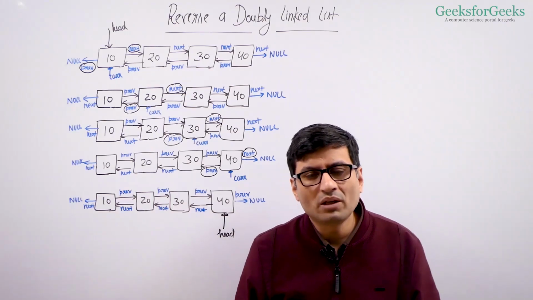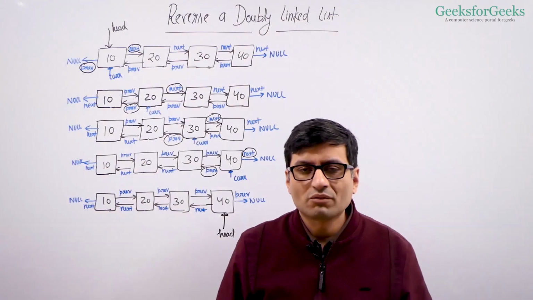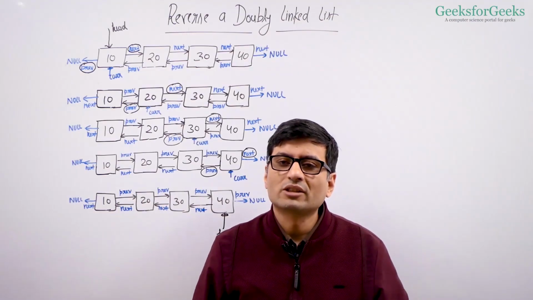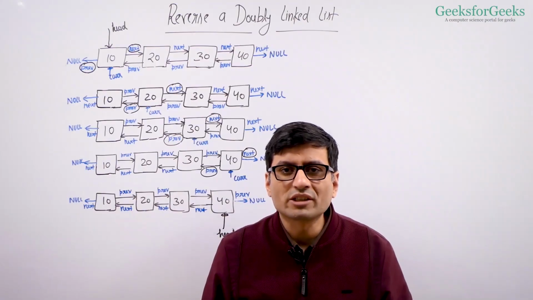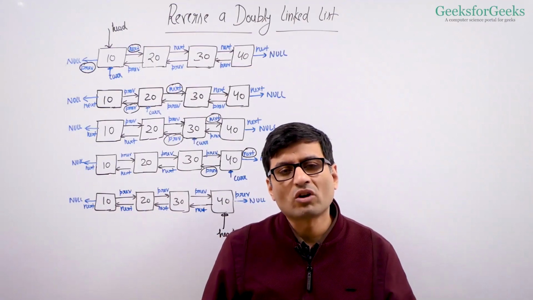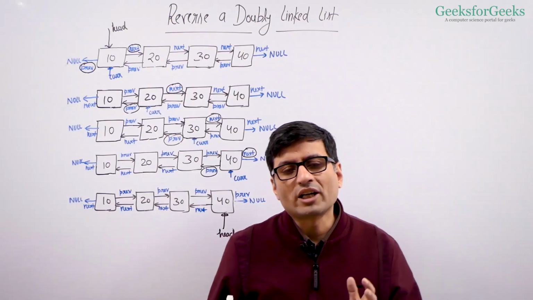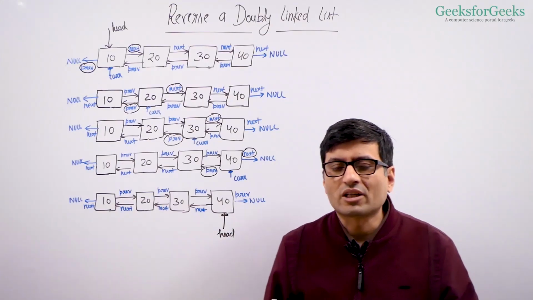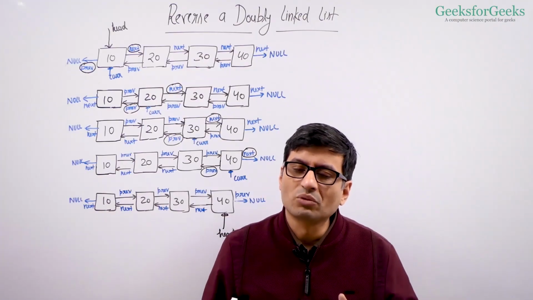So the idea is simple. Traverse through all the nodes of the doubly linked list. For every node that you traverse, simply swap previous and next. There might be some corner cases, but you can handle them easily. They are not complicated corner cases. So please pause this video now and try to write down the complete function that reverses a doubly linked list and returns the head of the reverse linked list.